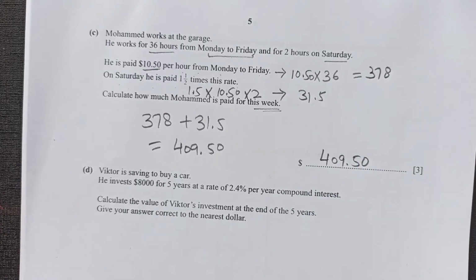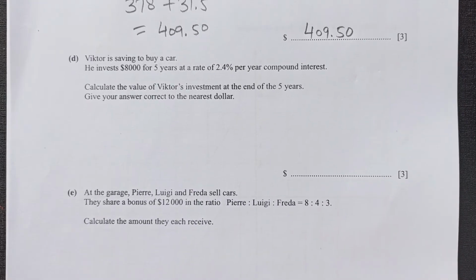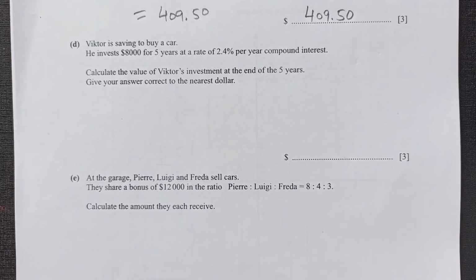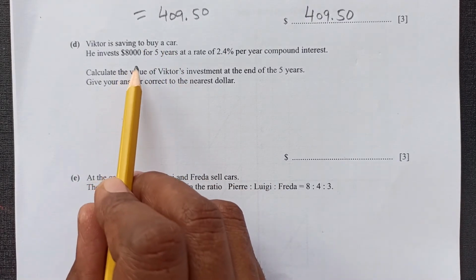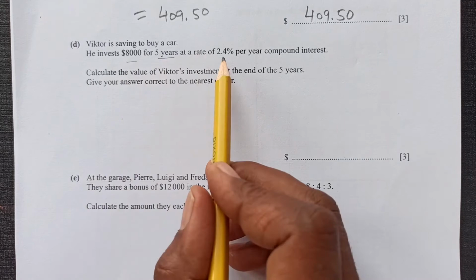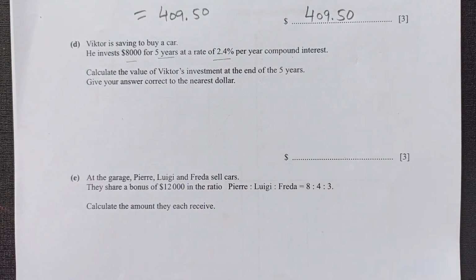Now, part D. Victor is saving to buy a car. He invests $8,000 for 5 years at a rate of 2.4% per year compound interest. Calculate the value of Victor's investment at the end of 5 years. So this is a very direct question.